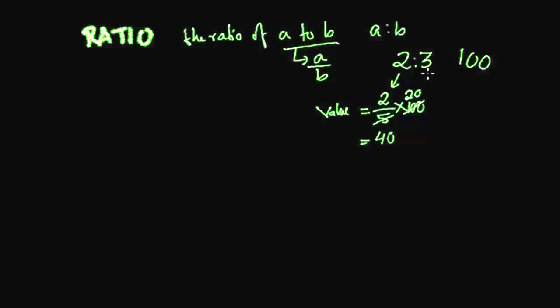Now if you want the value of the other one, this is going to be 3 out of 5. Obviously this is more portion, so 3 out of 5 of 100, and this is the value for the other portion. If you cancel this, it is going to be 20 again, and 3 times 20 is going to be 60. That means one person is going to get $40 and the other person is going to get around $60. So I've broken down 100 into 2 portions.